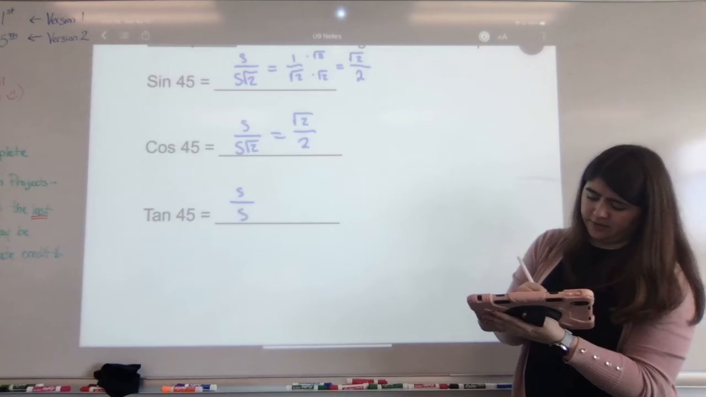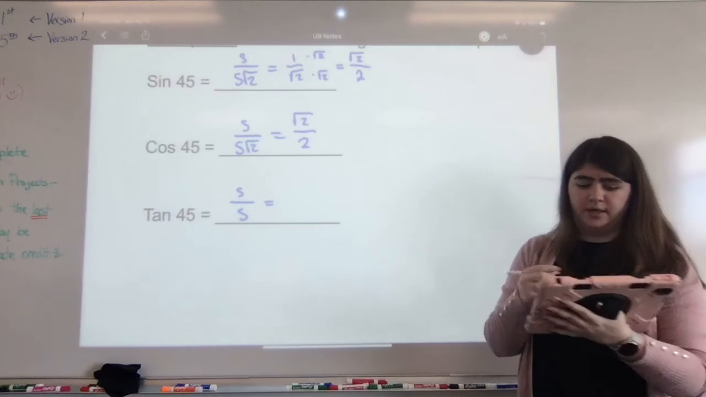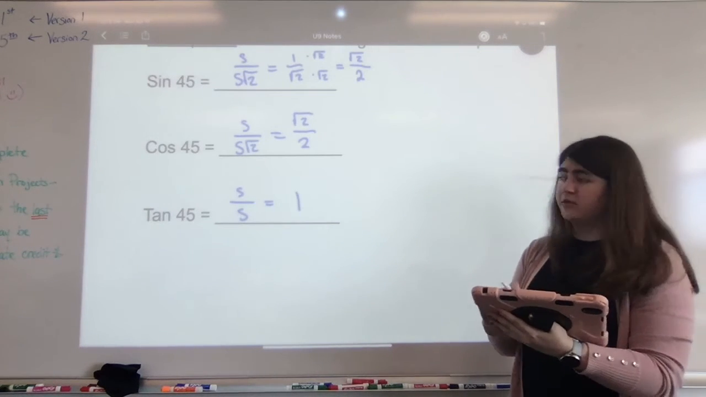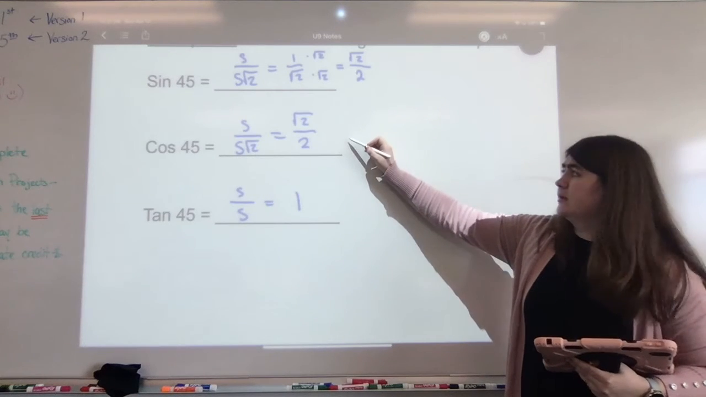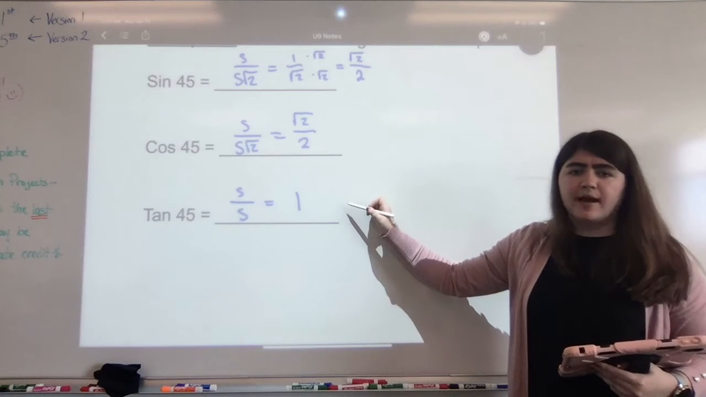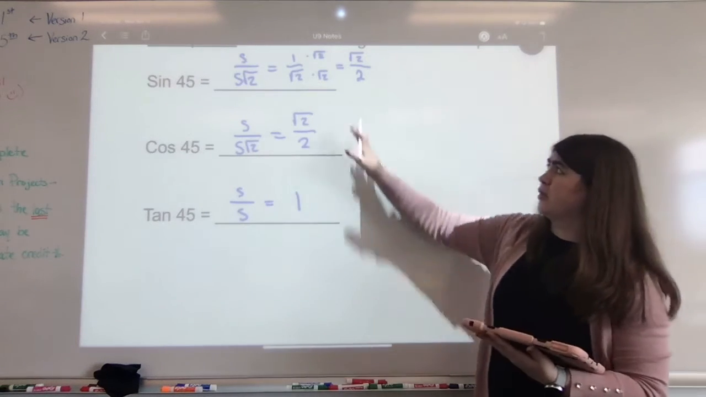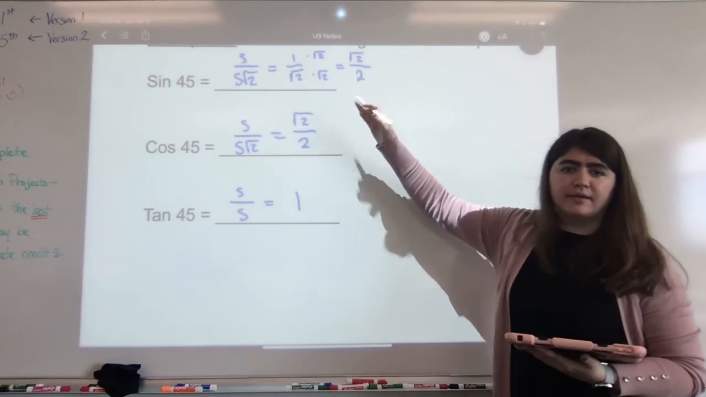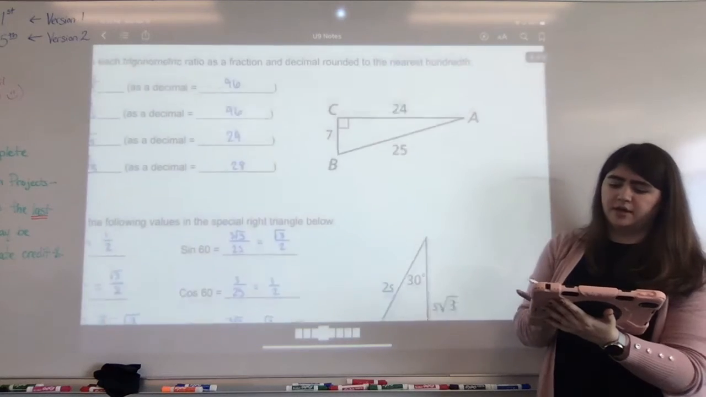S over S, both of those cancel out, leaves us with just 1. S over S is 1. So sine of 45 is the square root of 2 over 2. Cosine of 45, square root of 2 over 2. Tangent of 45, 1. Now we're going to take those in their simplest form, square root of 2 over 2 instead of 1 over the square root of 2. And we're going to put those in a chart on the next page.